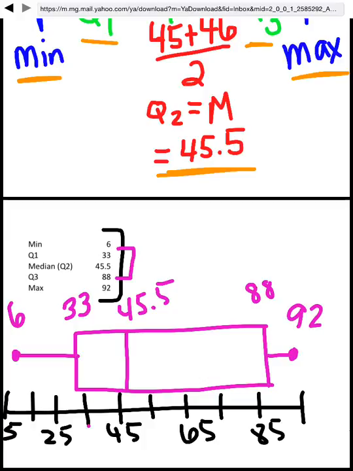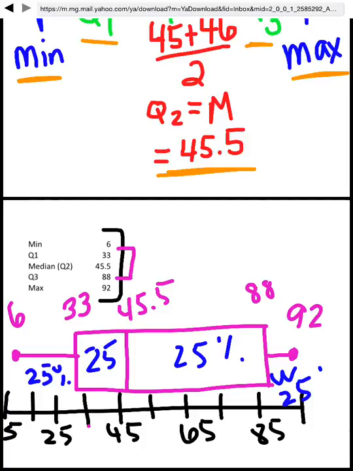We can see the shape of the distribution. Now remember that these quartiles mean that 25% of the data values fall between a quartile and the next one. So for example, 25% of the data values fall between the minimum and Q1. And another 25% of the data values fall between Q1 and Q2. Another 25% of the data values fall between Q2 and Q3. And the last 25% fall between Q3 and the maximum.